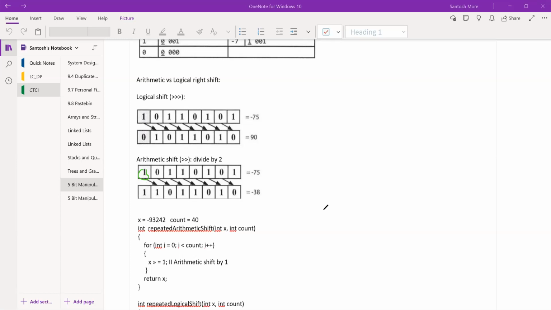So if it is negative initially, it will stay negative, but in logical shift, it can become positive, right? Correct, yeah. So arithmetic shift is almost like a divide by 2, always. But that is not the case for the logical shift.